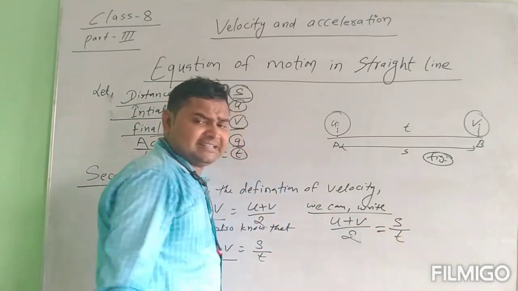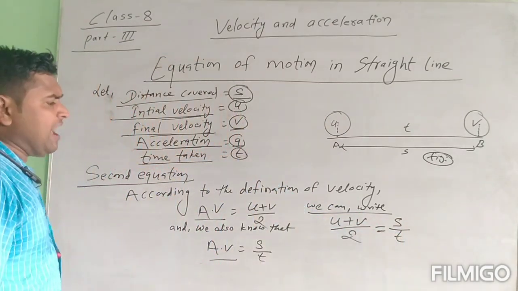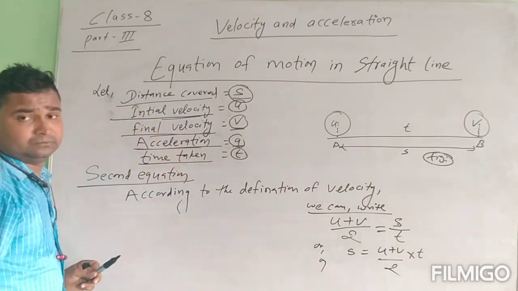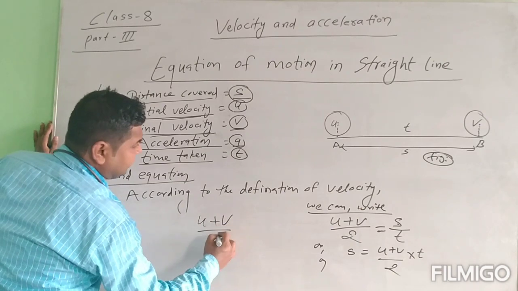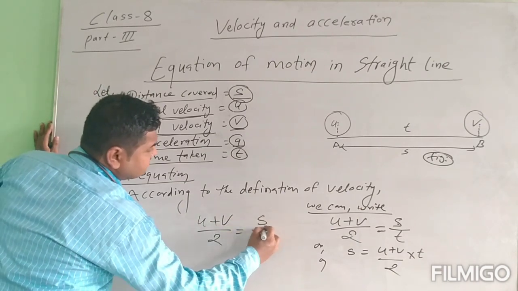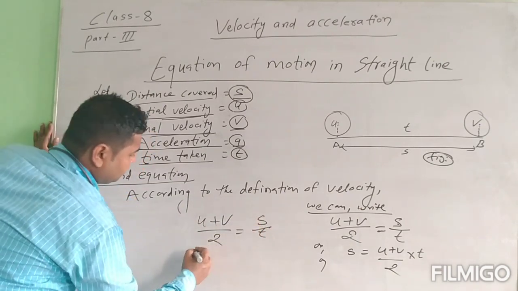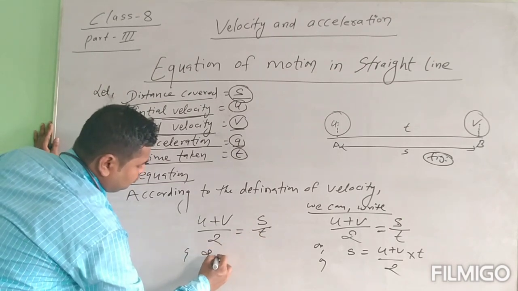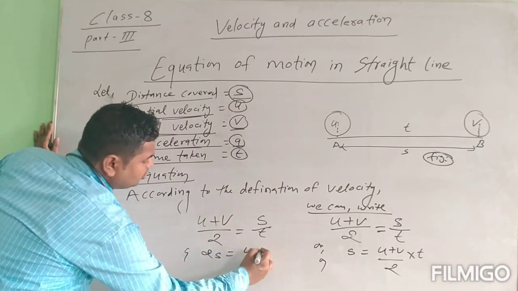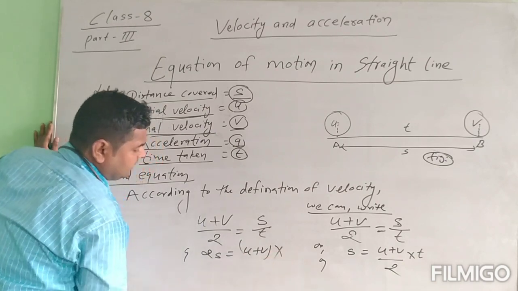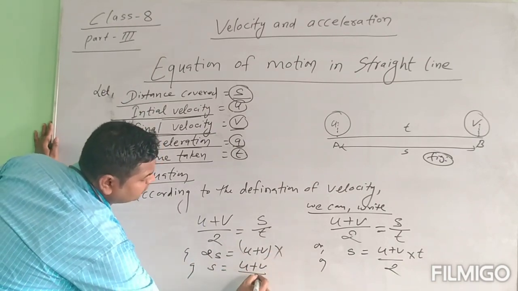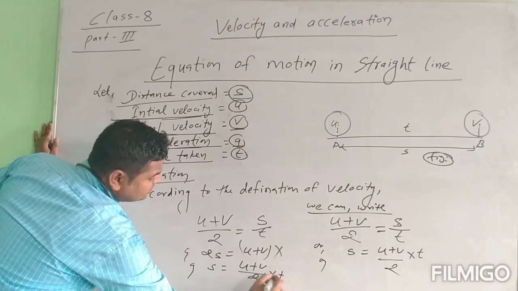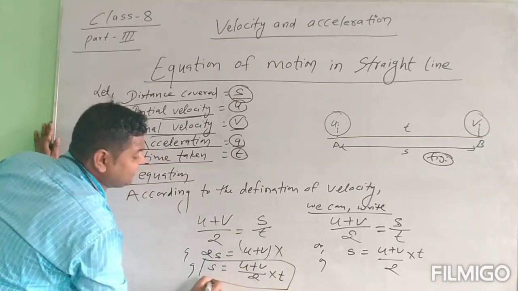So (u plus v) by 2 is equal to s by t. Now, 2s is equal to (u plus v) into t, or s is equal to (u plus v) by 2 into t. So this is our second equation.